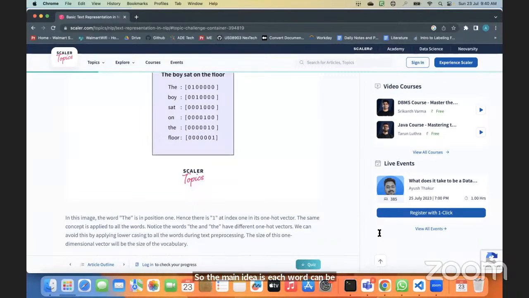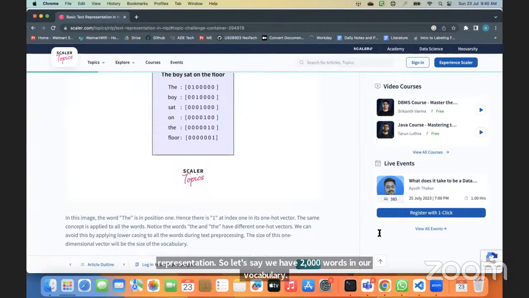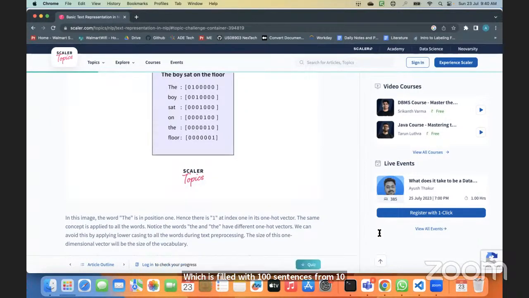So let's say we have 2000 words in our vocabulary, which is filled with 100 sentences from 10 documents. Each of the 2000 words will have different vector representations, and we can use mathematical algorithms on them to calculate anything actually.